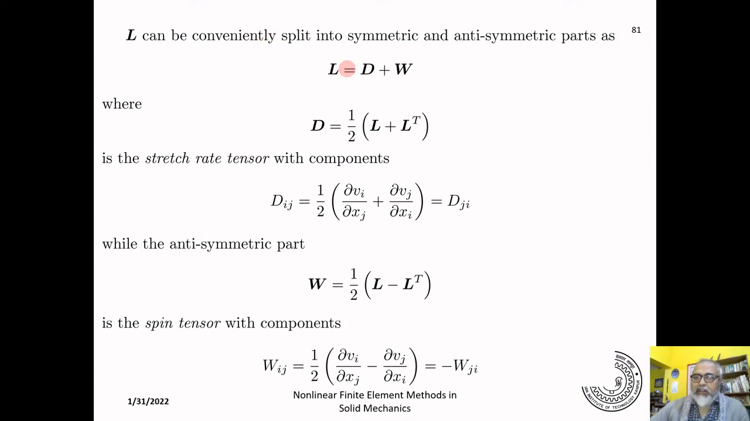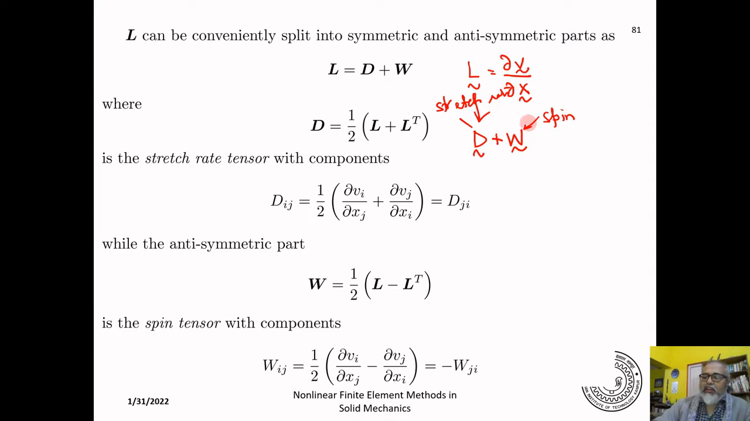Now we can additively decompose this velocity gradient tensor. Remember, L is the spatial gradient of the spatial velocity. We can additively decompose it into a symmetric part, which we call the stretch rate tensor, and an antisymmetric part, which is called the spin tensor. So this is the spin and this is the stretch rate.